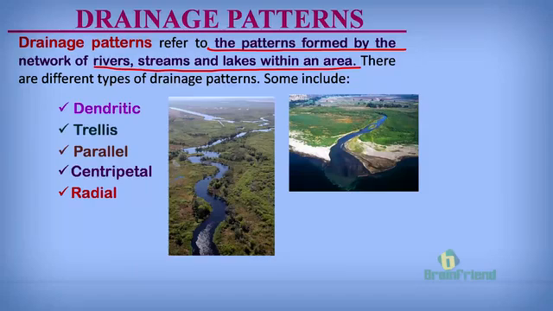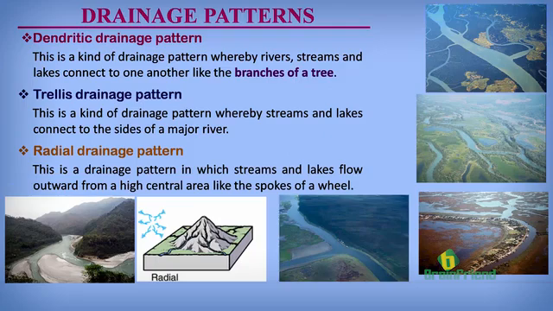There are different types of drainage patterns. Some examples include dendritic drainage pattern, trellis drainage pattern, parallel drainage pattern, centripetal drainage pattern, and radial drainage pattern. We're going to be looking at all of these different kinds of drainage patterns one at a time. Let's begin with the first, dendritic drainage pattern.